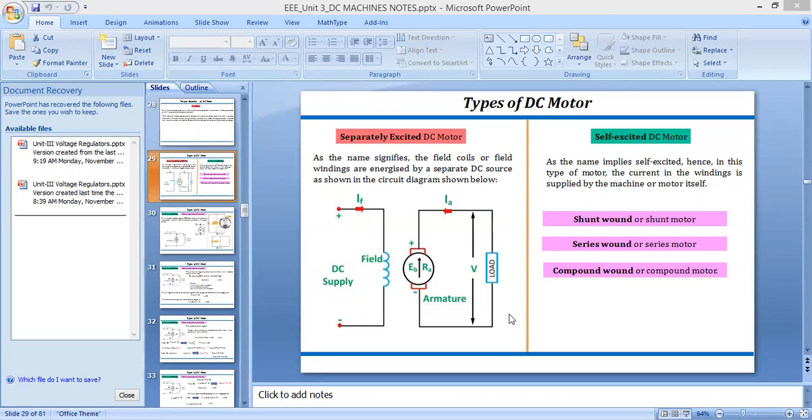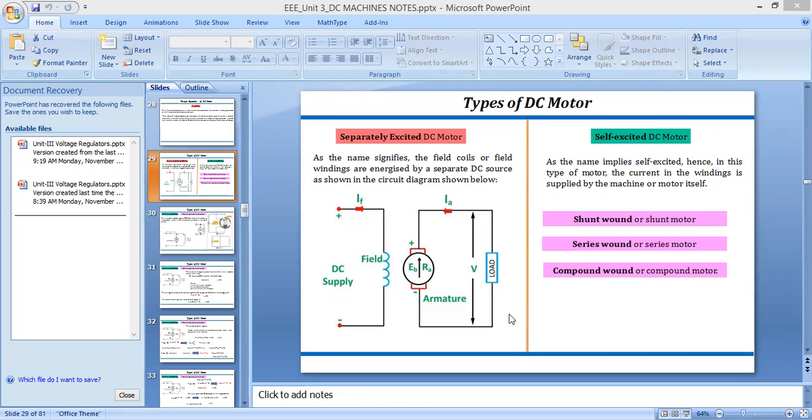So DC machine means what? We call a machine a DC machine when it can be used as an electromechanical energy converter. It means it can convert electrical energy into mechanical energy or vice versa. That electromechanical converter we are calling the DC machine. In our syllabus, we have to study two types of DC machines, the DC motor and the DC generator.